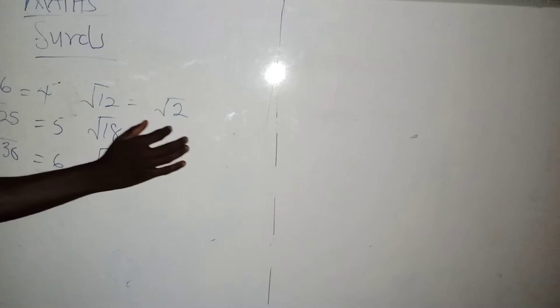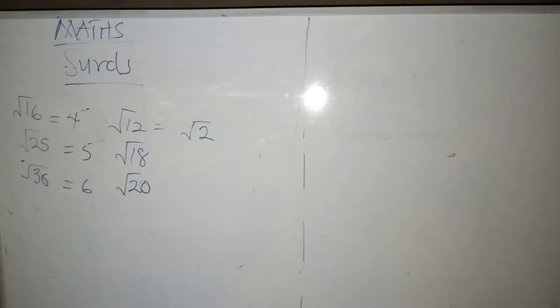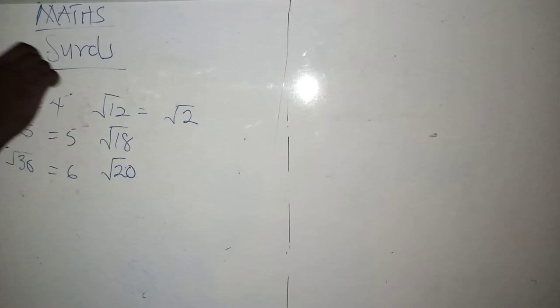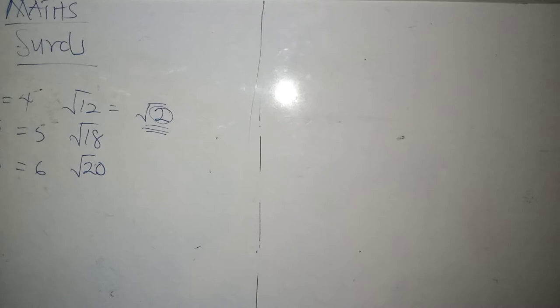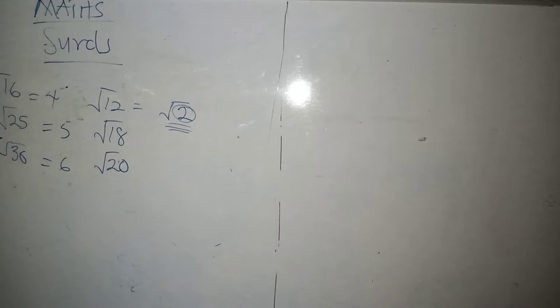This number is a prime number, especially when prime numbers are in the set. In most cases, when a prime number is in a square root, it cannot be broken down again, because the number has only two factors, which are one and itself. So in most cases, when the prime number is in the set, it cannot be broken down again.